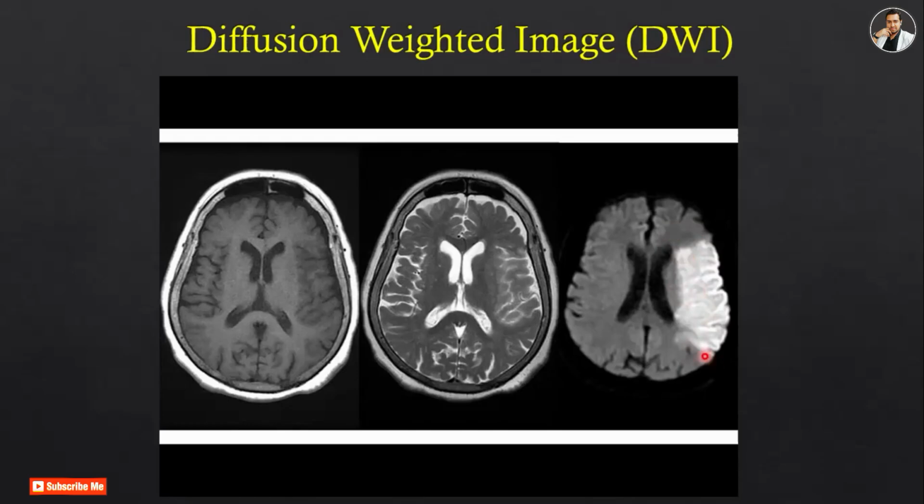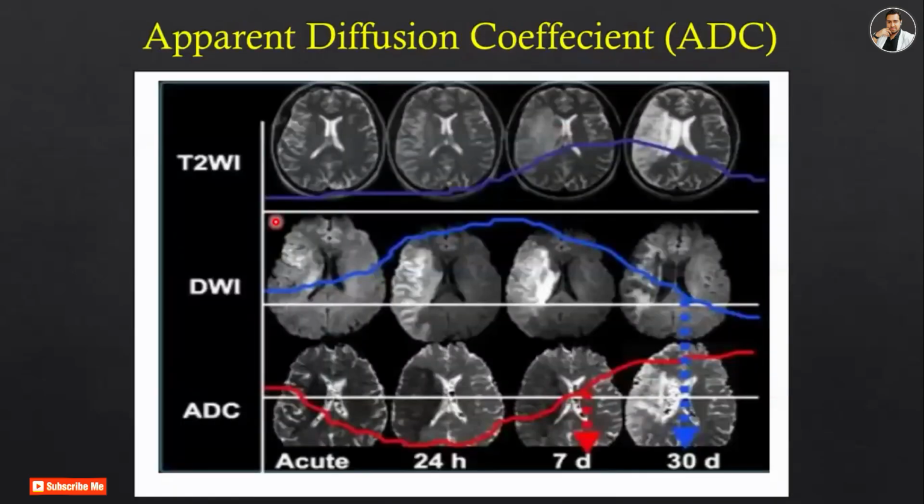Now how does the ADC image help? The diffusion image shows it as white, but in ADC, it is black. By comparing these two, it is confirmed that this is actually a stroke. If there is such a white area in the diffusion and such a black area in ADC, then it is confirmed that this is actually a stroke.